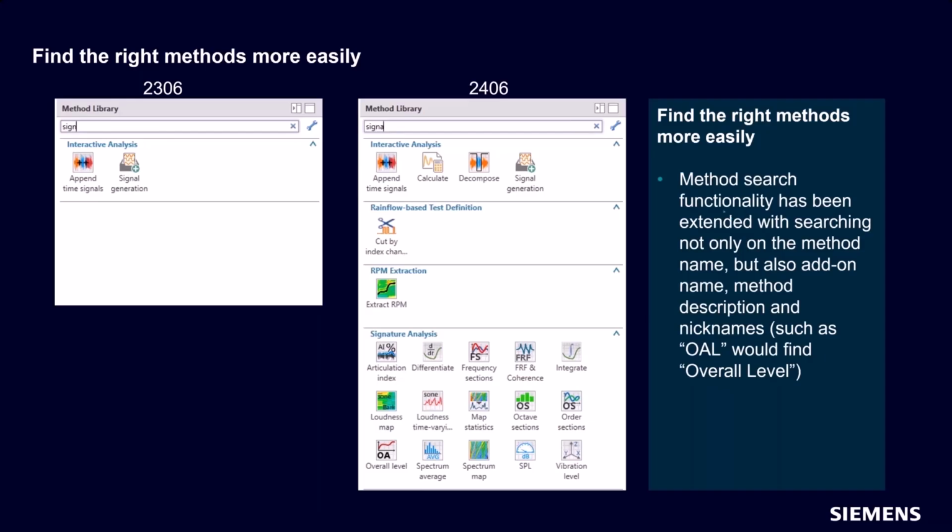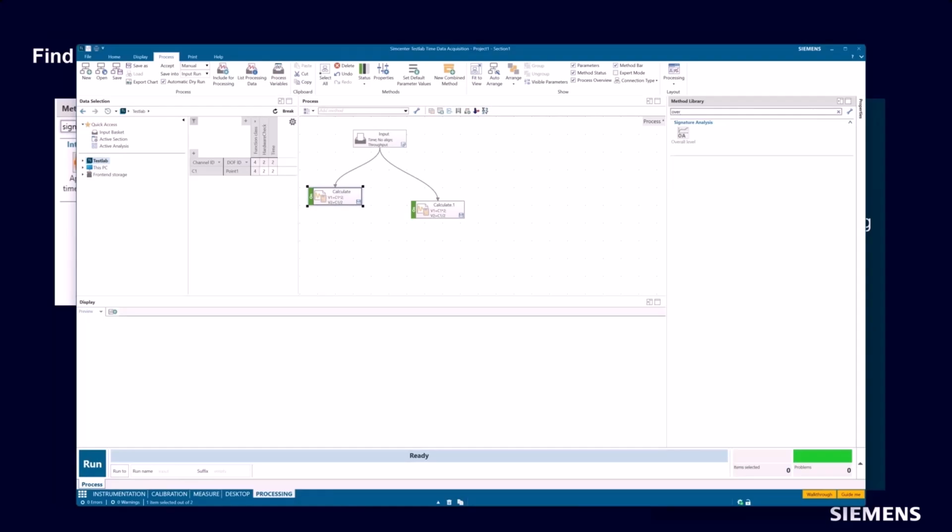Basically, and I'll show you quickly in the software, we made it easier to search for these methods. Like I said, you have a long list of methods that you can use to process your data. But previously, it was a little strict on the name you had to type in to get the method that you wanted. For overall level, for example, a lot of times people say OAL, right? But that wouldn't find you the overall level calculation method, unfortunately, even though it's a common nomenclature to use for it. So I could type overall level.